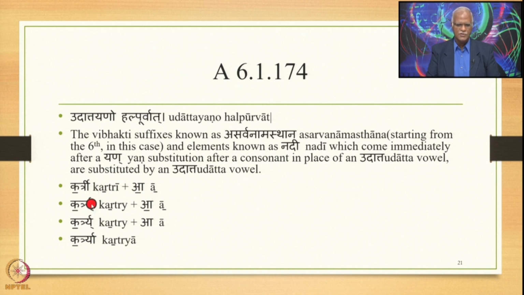And now because this e which is an udatta gets substituted by yan, that is ya, then this a which was anudatta earlier is now substituted by an udatta a. And so we have the form kartriya with the final vowel being udatta, which is a sup, and therefore which is originally stated to be anudatta, but now because of the application of 61174 udatta yanohal purvat, this becomes udatta.